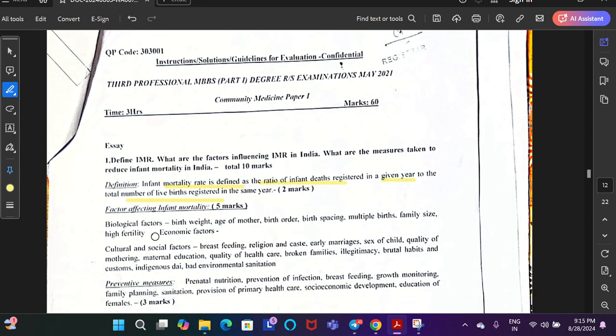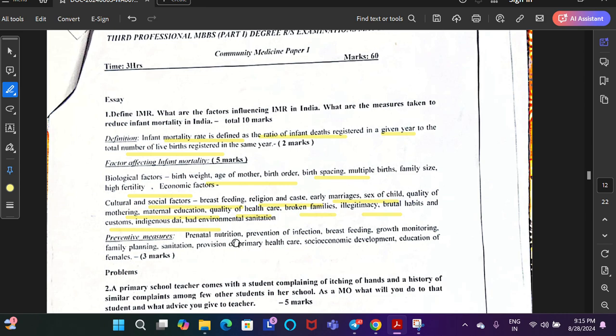Factors affecting: biological factors like birth weight, age of the mother, birth order, birth spacing, multiple births, family size, high fertility; economic factors, cultures of breastfeeding, religion and caste, early marriages, sex of the child, quality of mothering, maternal education, quality of the health care, broken families, illegitimacy, harmful habits and customs, indigenous dai, bad environmental sanitation.